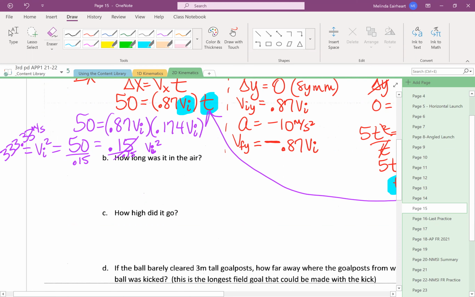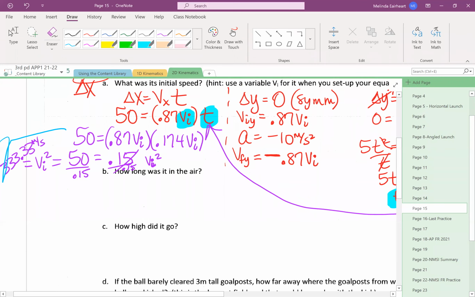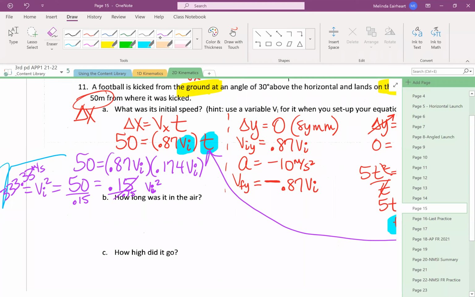Now, final step, drum roll, please. Square root both sides, right? And so final answer for part A, VI equals, now tell me, 18.26. What'd you get? You got the same thing?